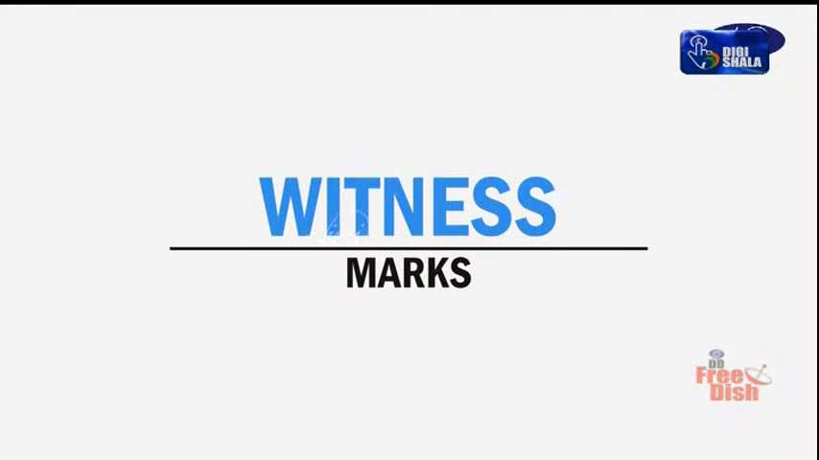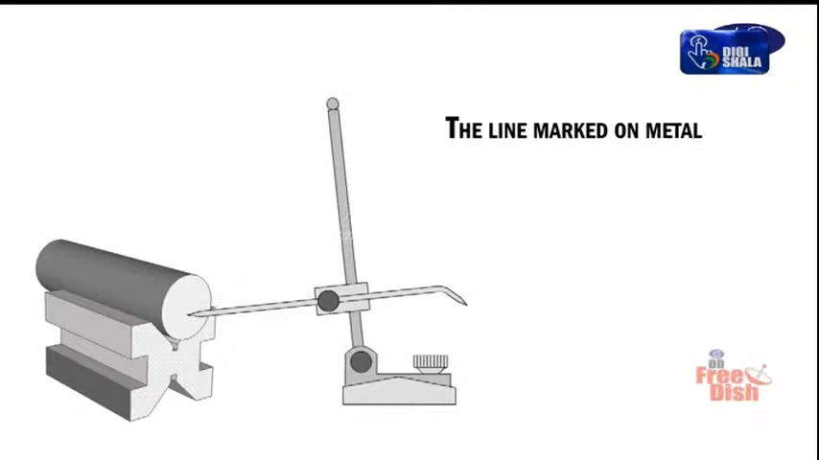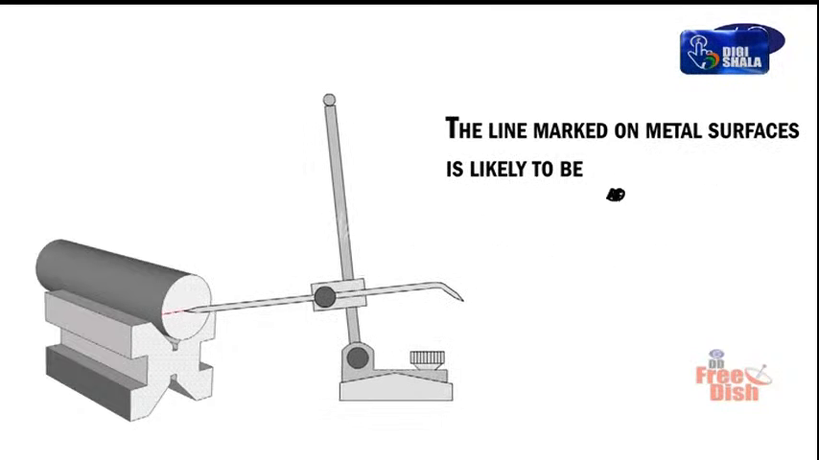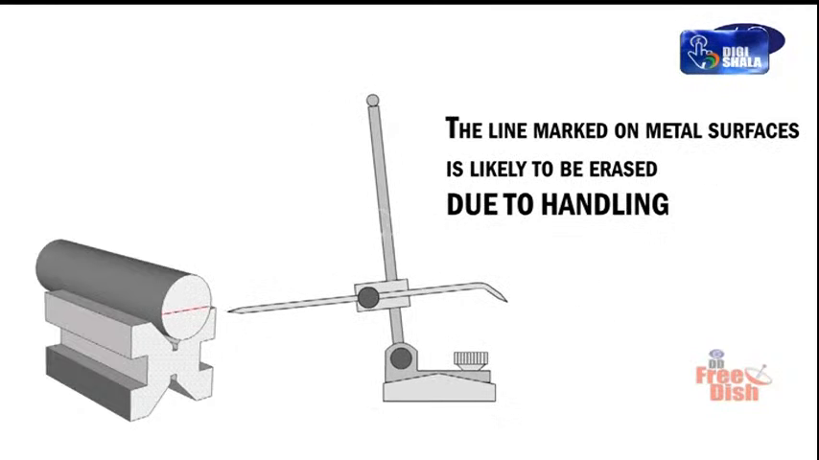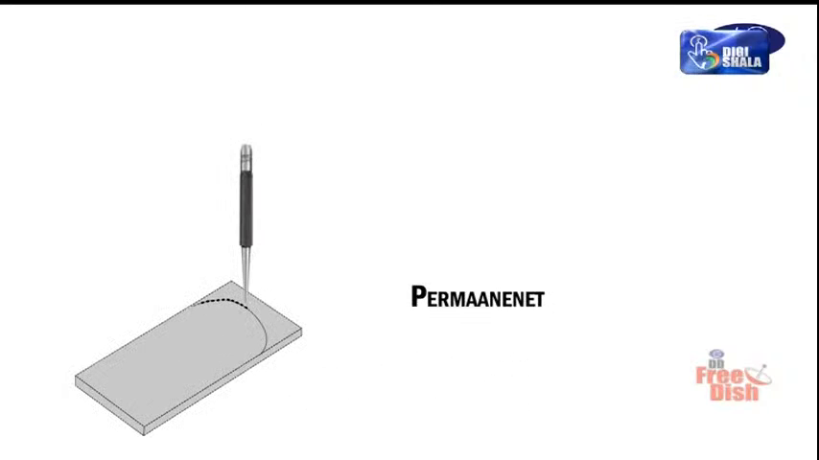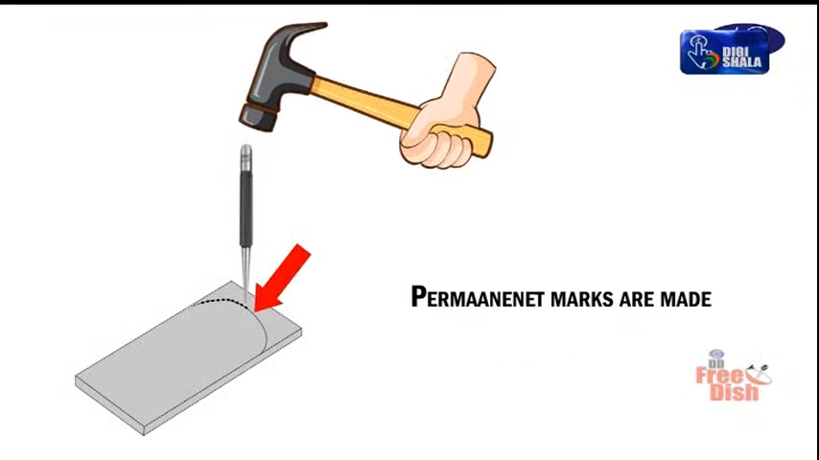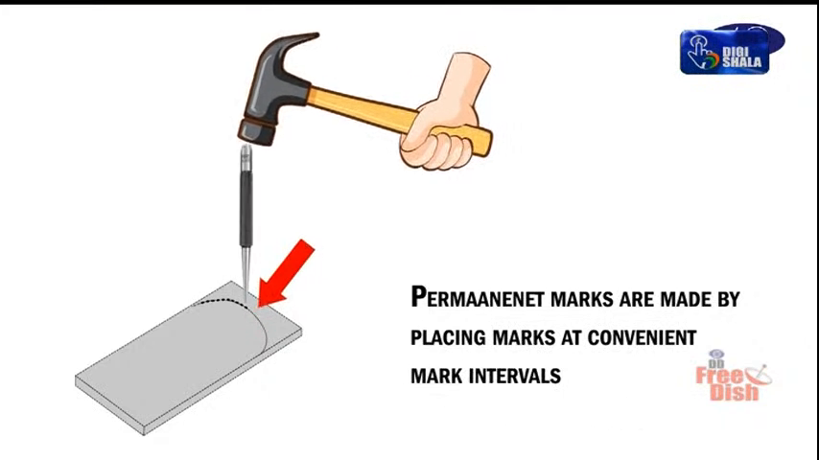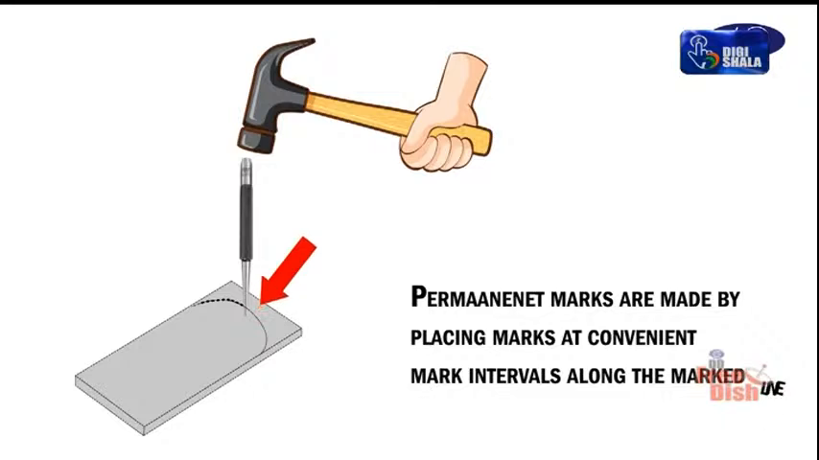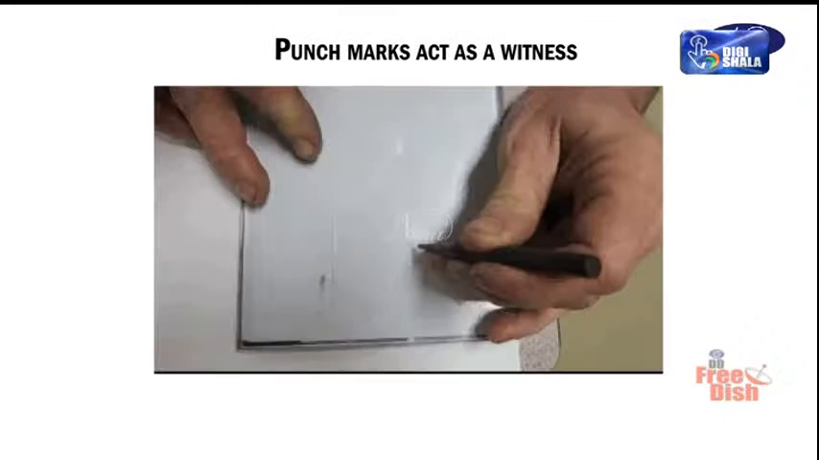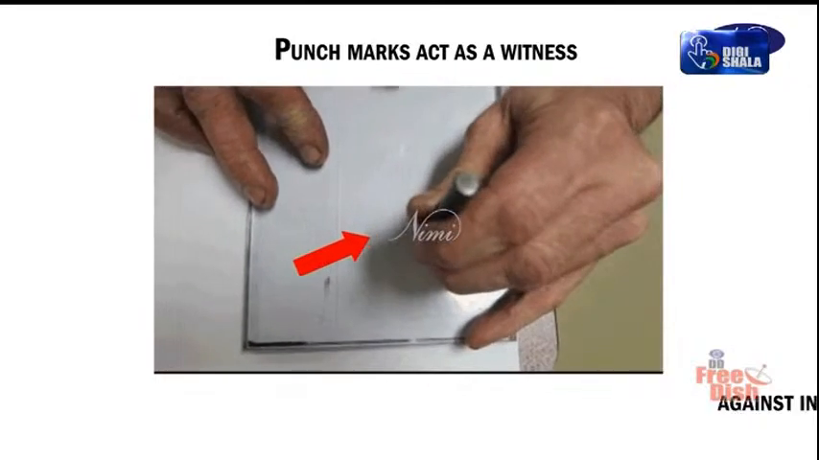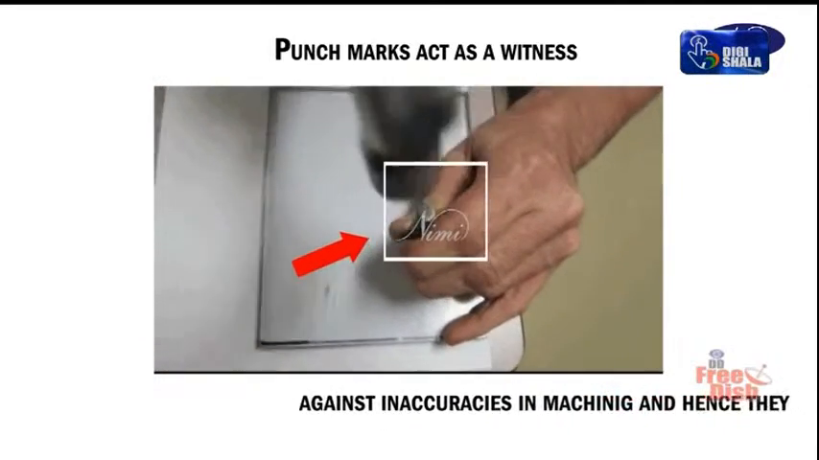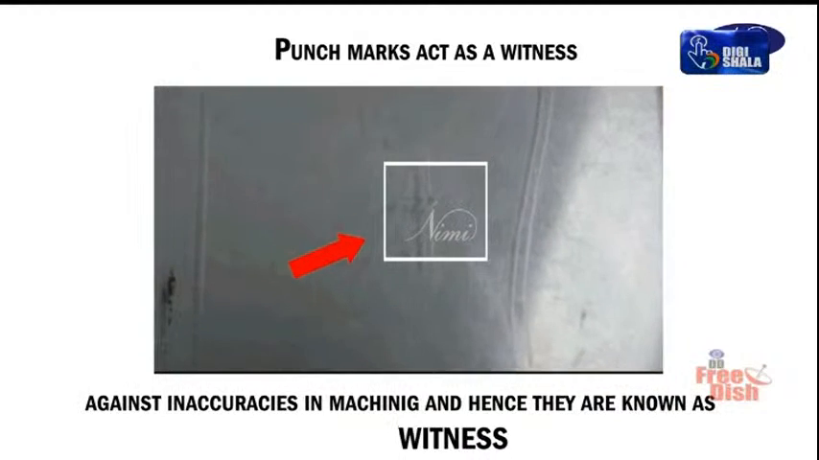Now we will see the witness marks. The line marked on a metal surface is likely to be erased due to handling. To avoid this, permanent marks are made by placing punch marks at convenient intervals along the marked line. The punch marks act as a witness against inaccuracies in machining, and hence they are known as witness marks.